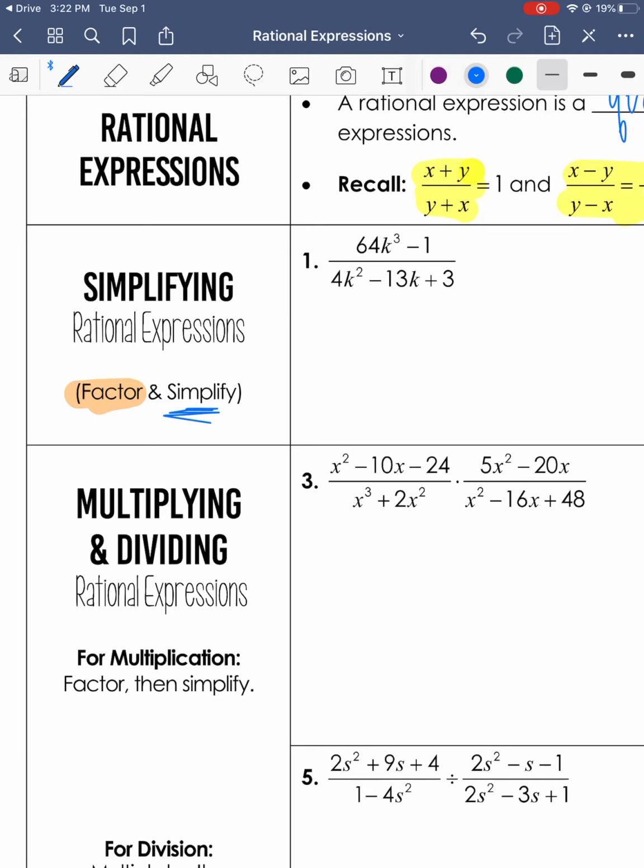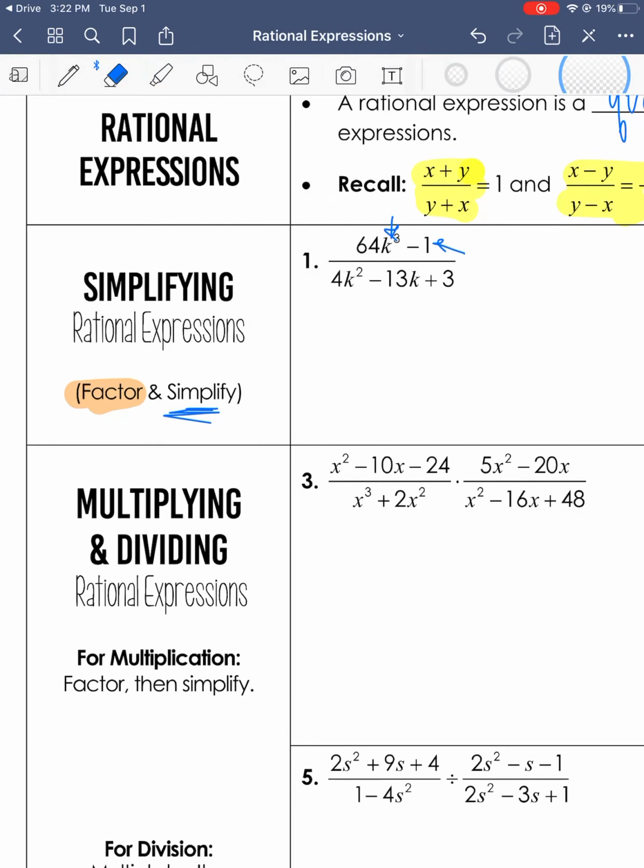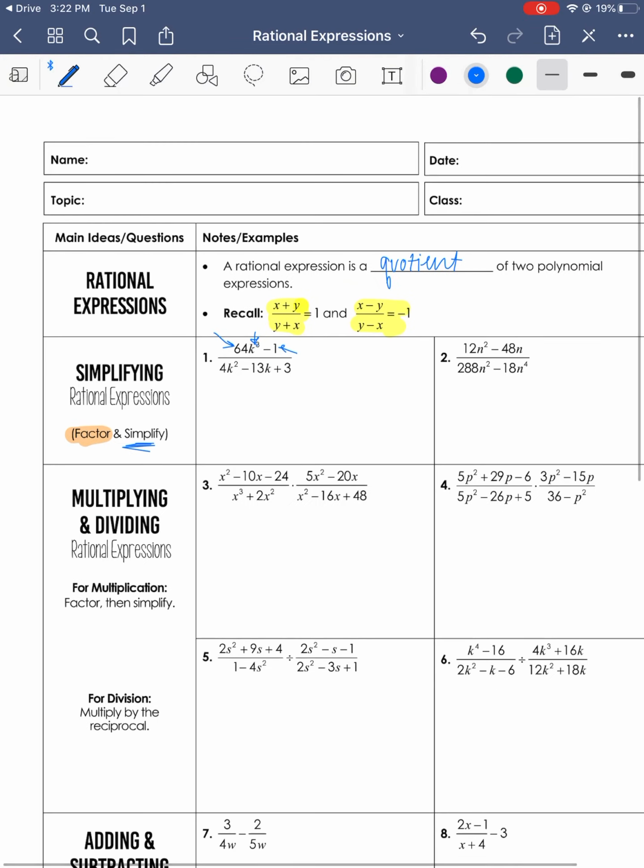So you're looking for things like, here we see 64k cubed and -1 or +1. Those are all cubes, and there's a subtraction, so I'll probably be using difference of cubes. So these are the way that you are going to need to be thinking about simplifying rational expressions.